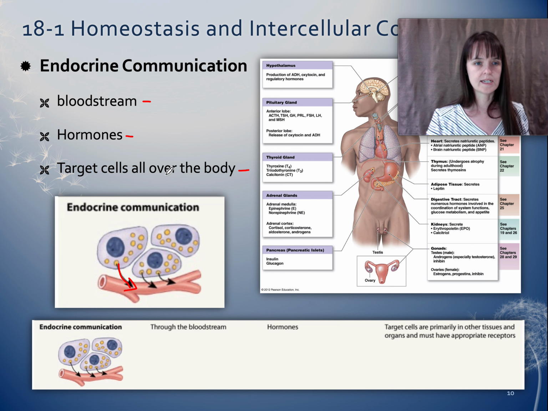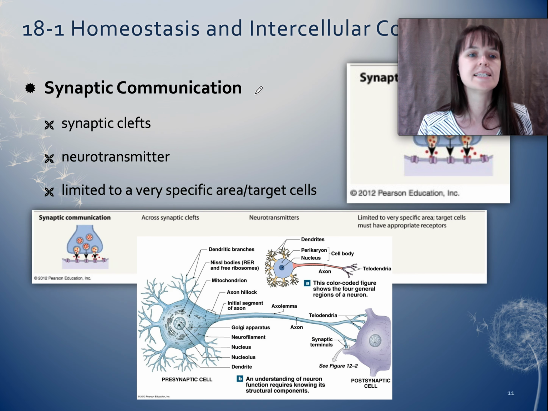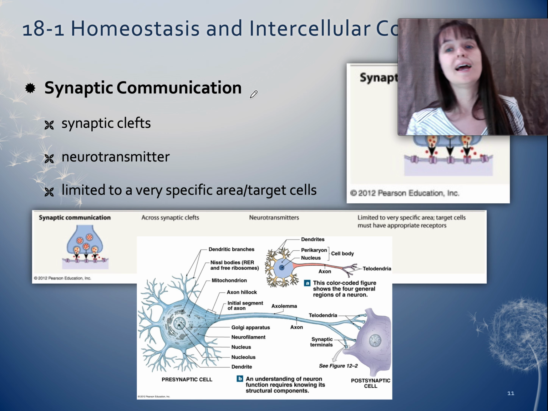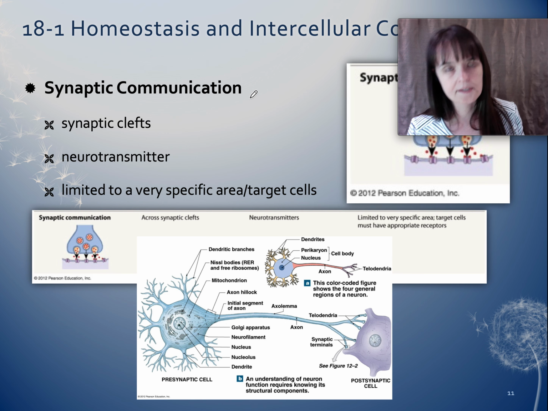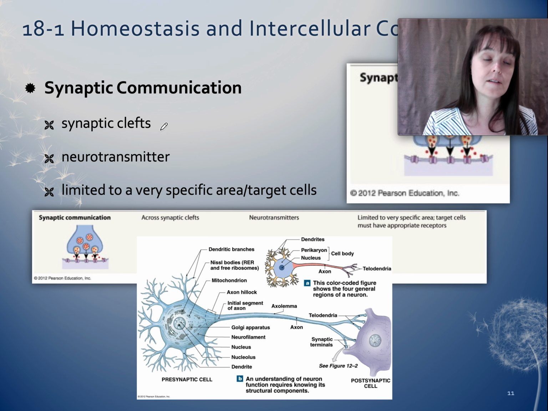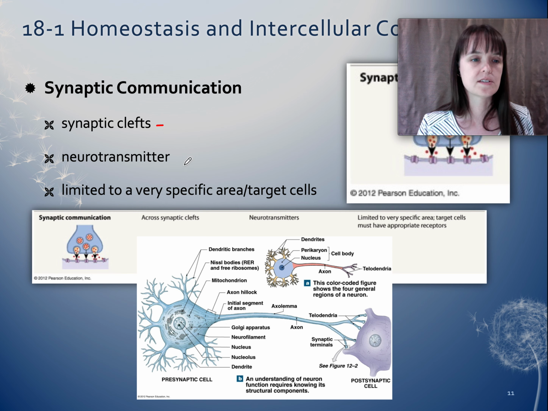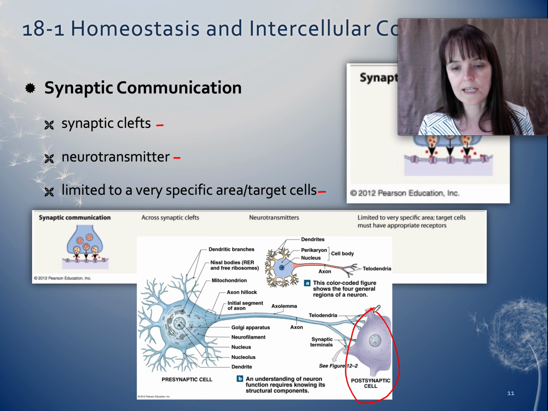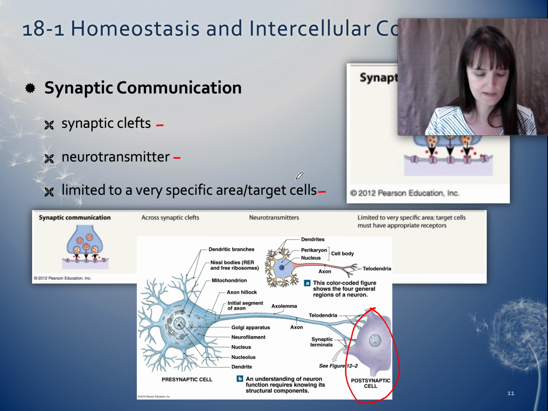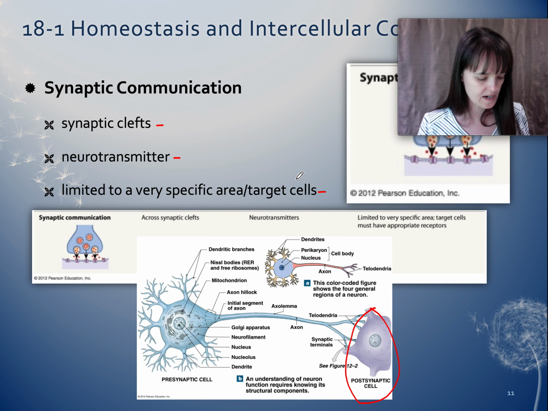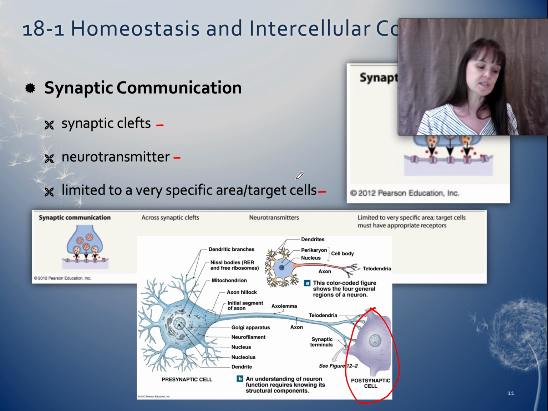And last but not least for this chart, we have synaptic communication. We talked about this at great length last semester, for test 4 and 5 and 6 a little bit. So across the synaptic clefts are called neurotransmitters, and it's limited to a very few target cells, literally only the postsynaptic cells. Okay. And our book makes a note of only a very small percentage of the body cells are innervated.